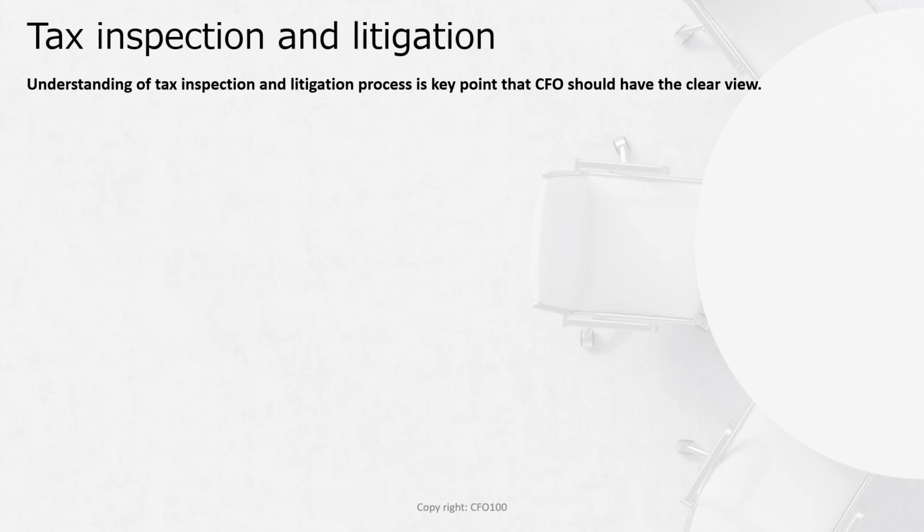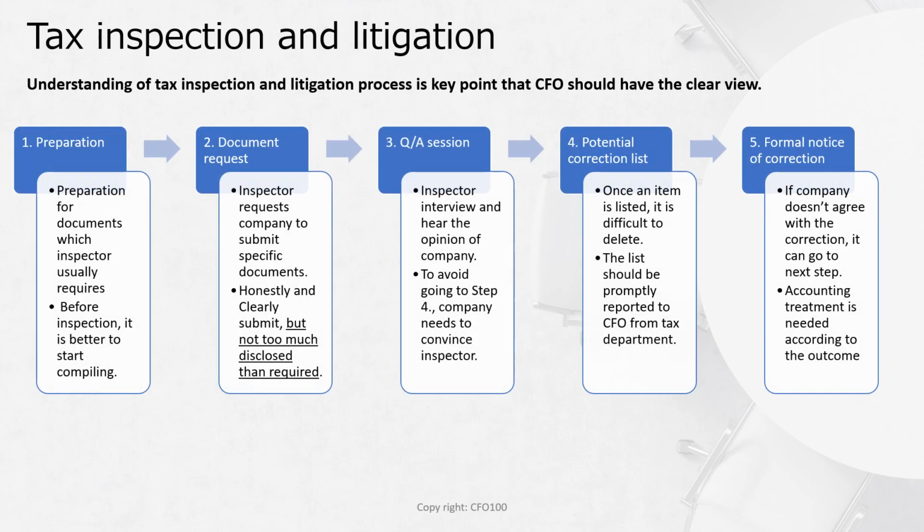If you look at the picture as a form of the flow chart, the first step is the preparation of the tax inspection. The preparation means compiling the documents before the tax inspector is coming. What is the first thing when the tax inspector does? It is a request for documents and data.